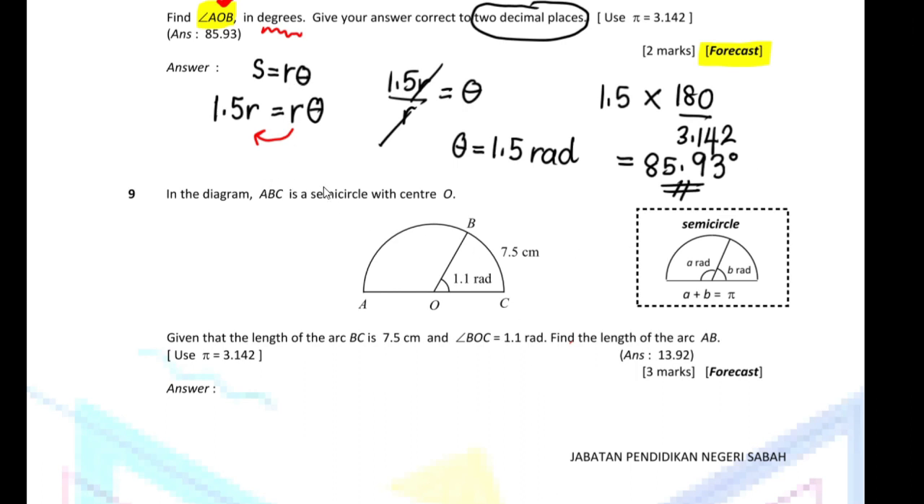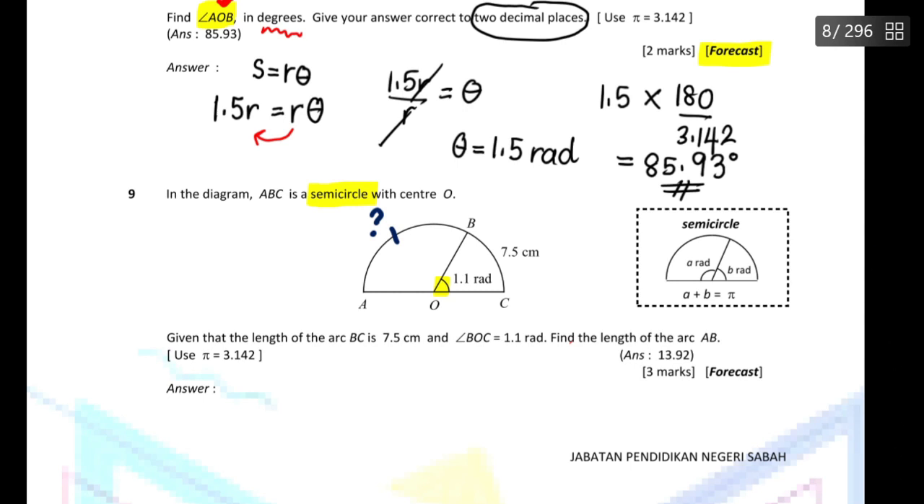In the diagram, ABC is a semicircle. So this is a note here for us. Let's look at the semicircle. We have one part of the theta here and then one part of the s. Right. So, given that the length of arc AB is 7.5, BOC is 1.1, find the length of arc AB. So we need to find AB over here.